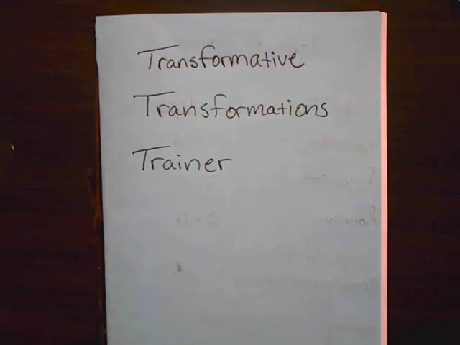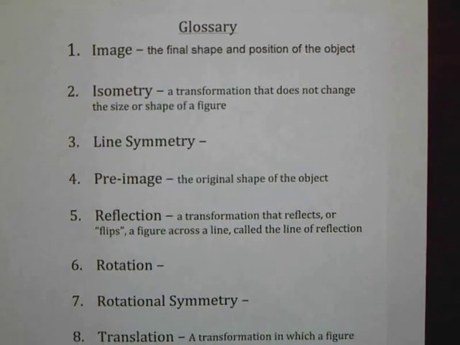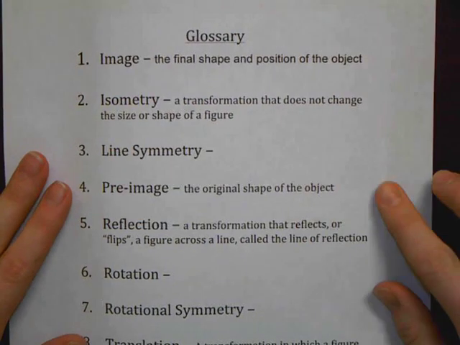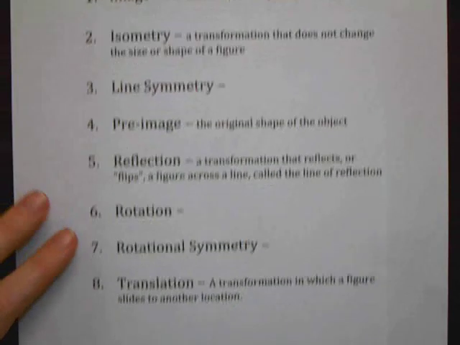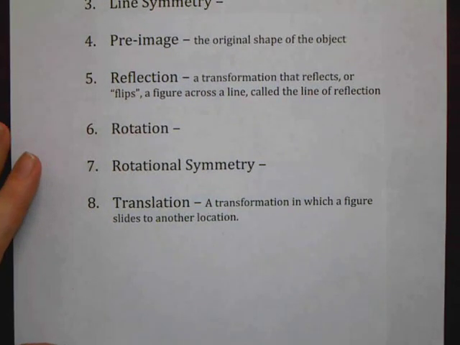We're going to start by defining our new word. You should already have these 4 words defined in your glossary: image, isometry, pre-image, and reflection. Today we're going to add translation. So go ahead and pause the video and get that definition copied down into your glossary.